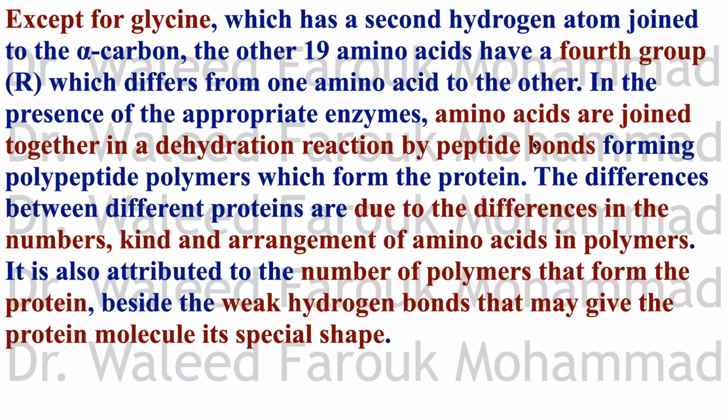So the major differences between proteins come from differences in numbers, differences in kind, differences in arrangement of amino acids in polymers, and differences in number of polymers that form the protein. All these are joined by hydrogen bonds that may give the protein molecule its special shape.